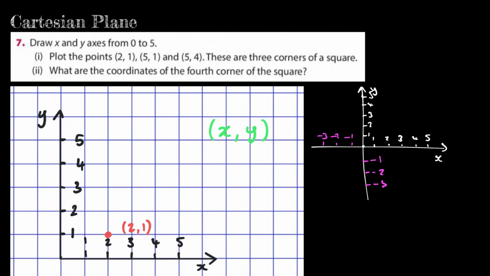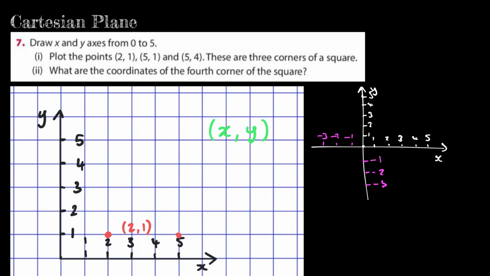The next one is going to be 5, 1. So I'm going to come across 5 on my x-axis, and you're going up 1. So 5 and 1 is this point here, 5, 1. So we'll label that, put in 5, 1. So label your dot 5, 1.